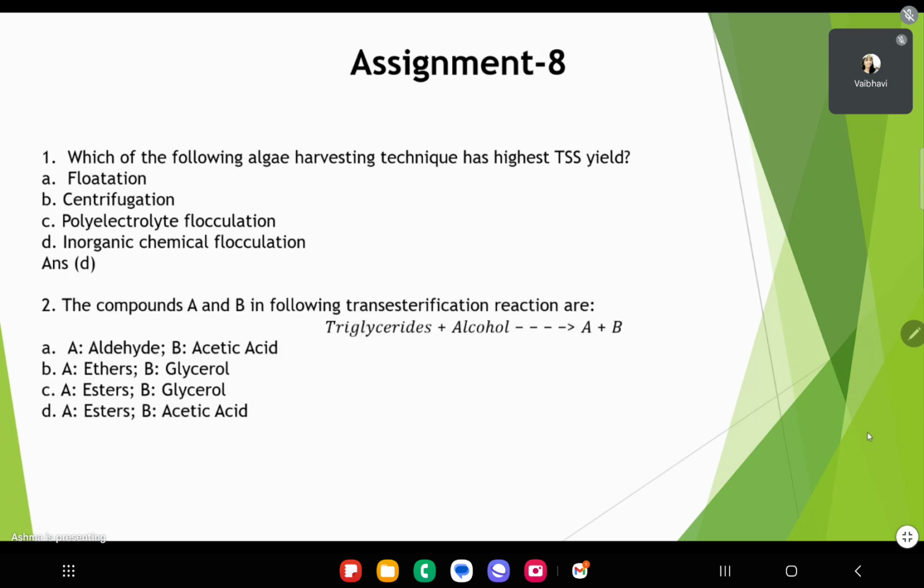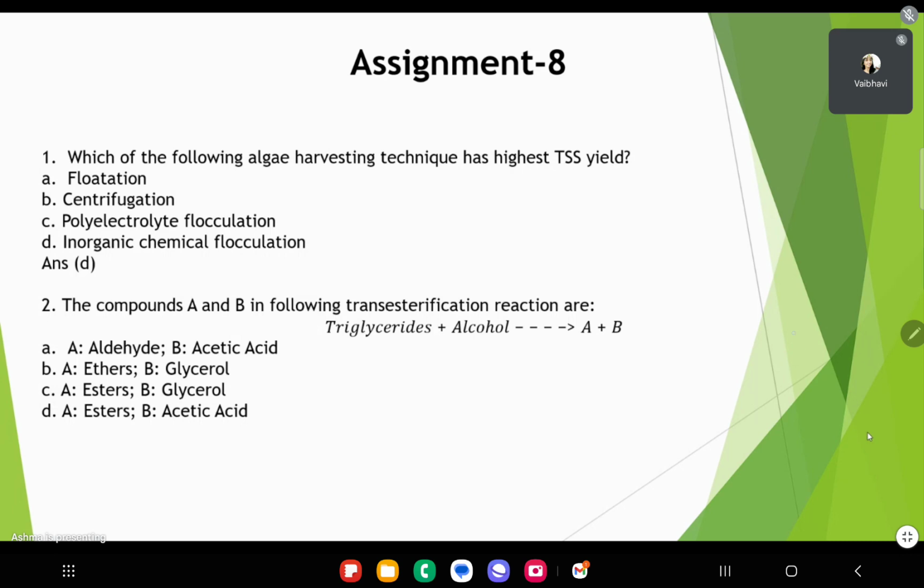Next is, the compounds A and B in the following trans-esterification reaction are. So we have the reaction, triglycerides with alcohol give A and B. We have to identify what is A and B. A is either aldehyde or B is acetic acid, ether or glycerol, esters and glycerol, esters and acetic acid. So I'll give you 2 minutes.